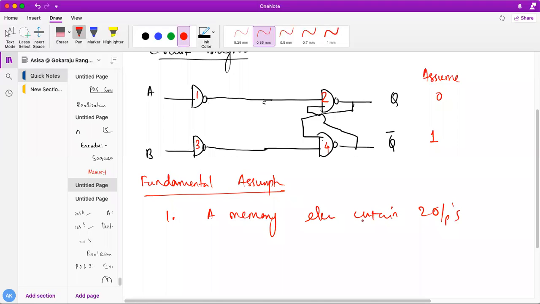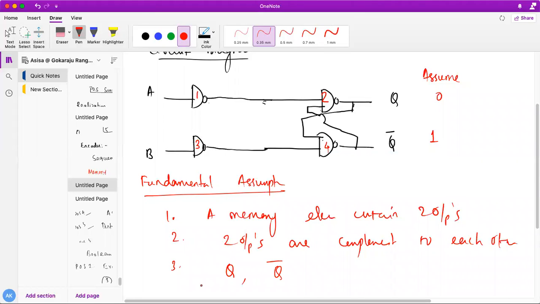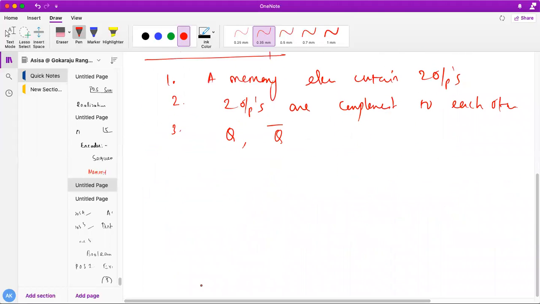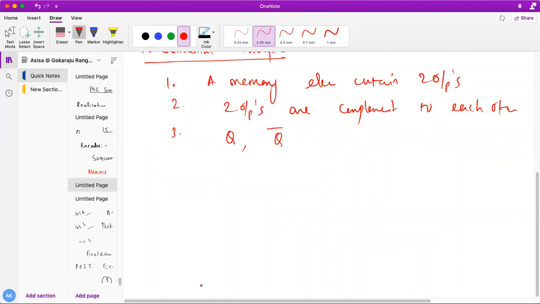So these are all fundamental assumptions. Next, these 2 outputs are complement to each other. Next, the last one is that the output of the memory element is generally represented with a variable Q, so obviously the complement is Q bar. These are my basic or fundamental assumptions. Then I will start analyzing this particular circuit, whether I am able to store my desired value or not. That is my fundamental requirement.